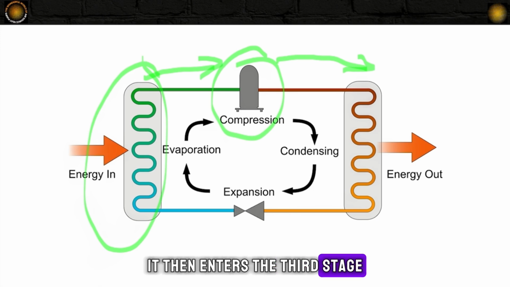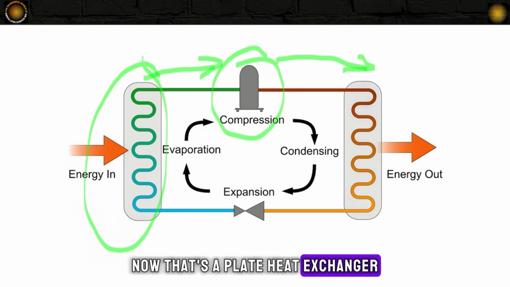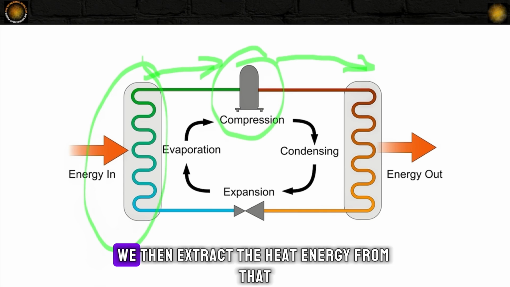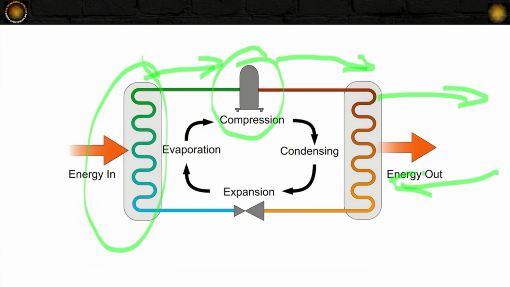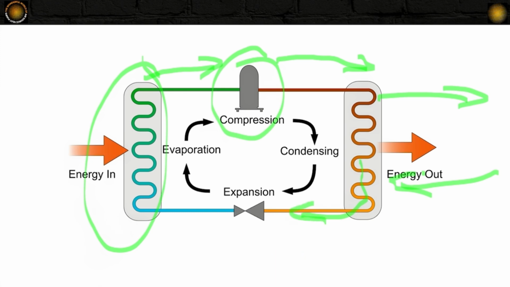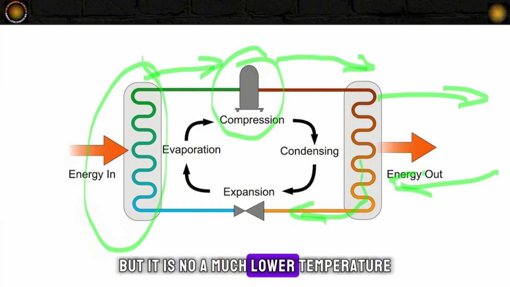So where it comes from our evaporator into our compressor, where it's squeezed, it then enters the third stage, our condenser. Now that's a plate heat exchanger where our refrigerant enters as a superheated, high pressure gas. We then extract the heat energy from that and transfer it into our water system, into our house. When the gas leaves the condenser, it's still a high pressure, but it is now a much lower temperature because we've stolen that heat from it.